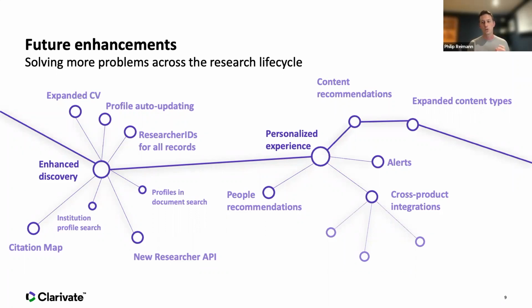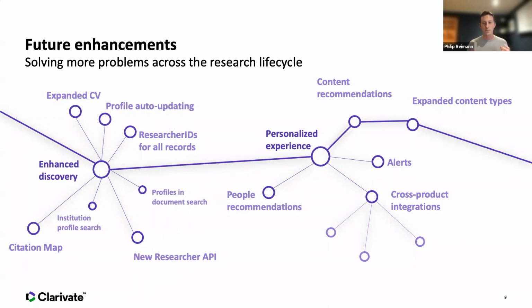For example, we want to surface people, and I emphasize people, in our document search results more prominently, instead of relying solely on the name filter. And I'll talk about that in a little bit more detail shortly. Or we want to enable users to discover profiles through the lens of an institution search and not just a name search, if you're in particular trying to find people associated with a particular institution.